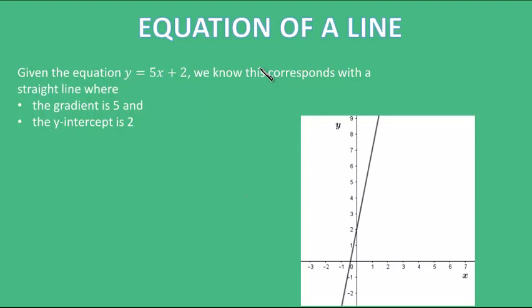Hi, we now turn our attention to the equation of a line. Specifically, what we want to do is see how we can determine the equation of a line given 2 points.